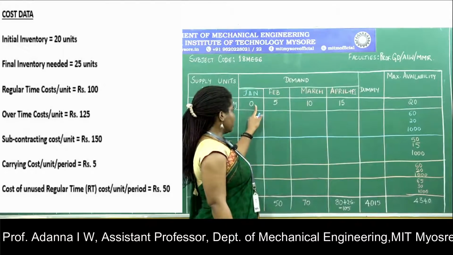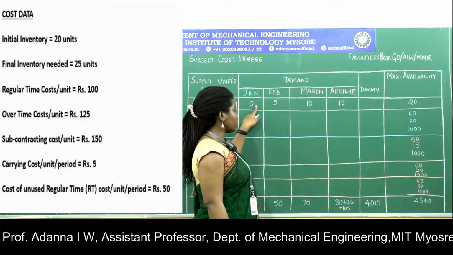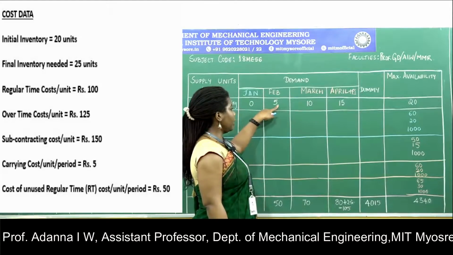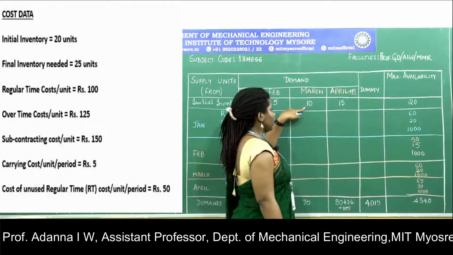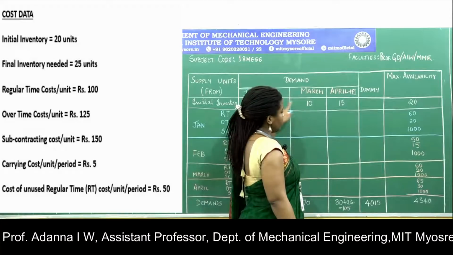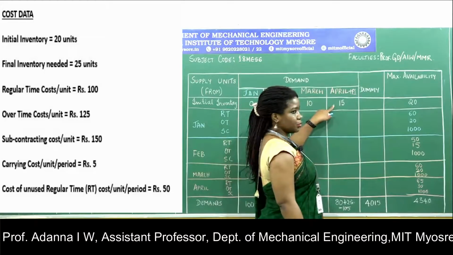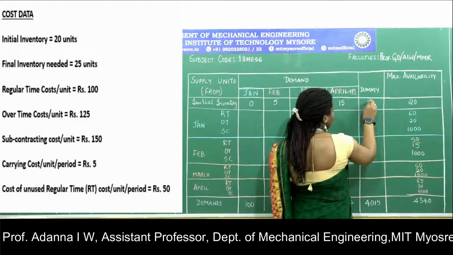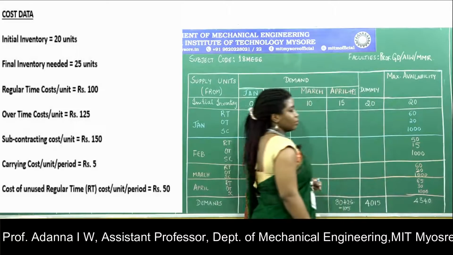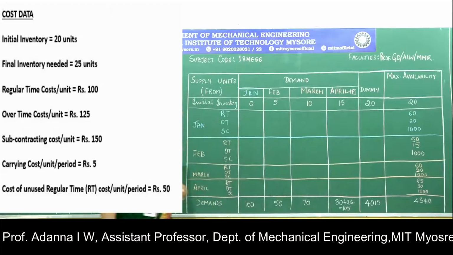So if it is all sold in the month of January, it is 0. If it goes on to February, an additional cost of 5 rupees is there. Then if it goes on to March, again 5 rupees gets added. And if it goes on to April, 15 rupees. Now because we have a dummy column or a dummy month, we will add another 5 rupees and say that it goes up to 20. That means if it remains after April, we are again incurring an extra cost of 5 rupees.